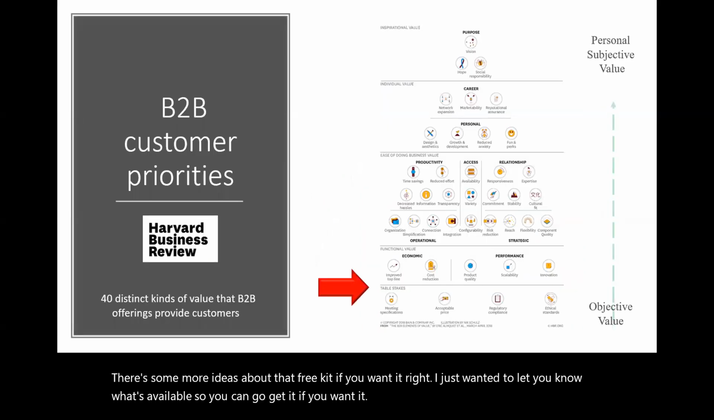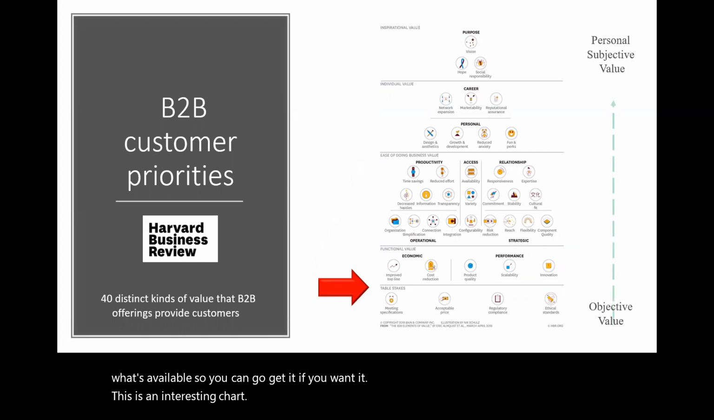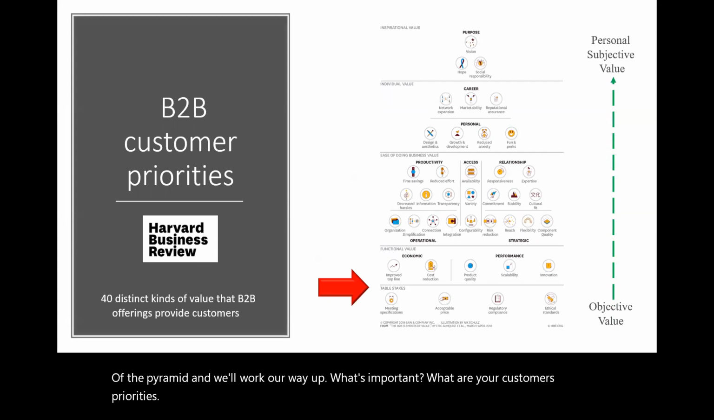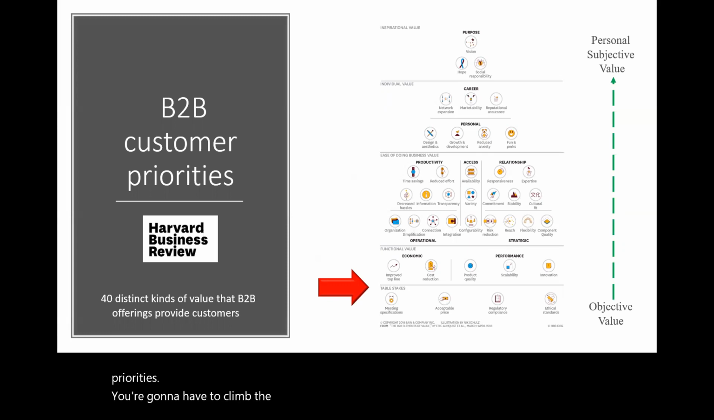This is an interesting chart going from objective to subjective. B2B customer priorities. We start at the bottom of the pyramid and we'll work our way up. What's important? What are your customers' priorities? You're going to have to climb the pyramid in order to make that sale and in order to keep that new customer.